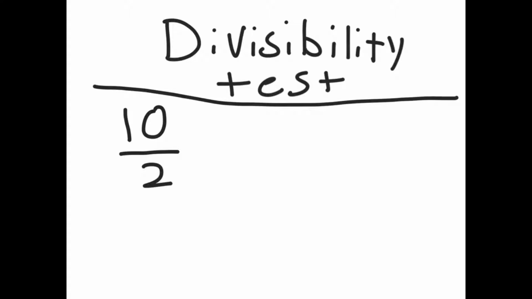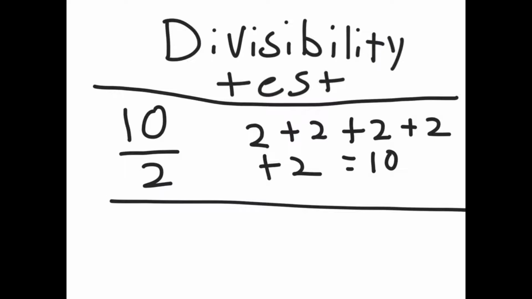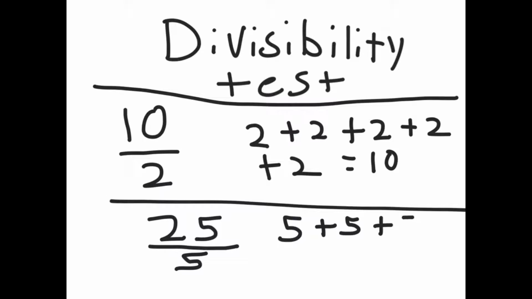And the way you can check that, it's kind of a long way, but 2 plus 2 plus 2 plus 2 plus 2. And this is 2 added to itself 5 times equals 10. All right. Or let's say, for instance, the number 25. And we want to see if the number 5 is a number that 25 is divisible by. All right. And the answer to that is yes. 25 is divisible by 5. And we can check that by 5 plus 5 plus 5 plus 5 plus 5 equals 25.